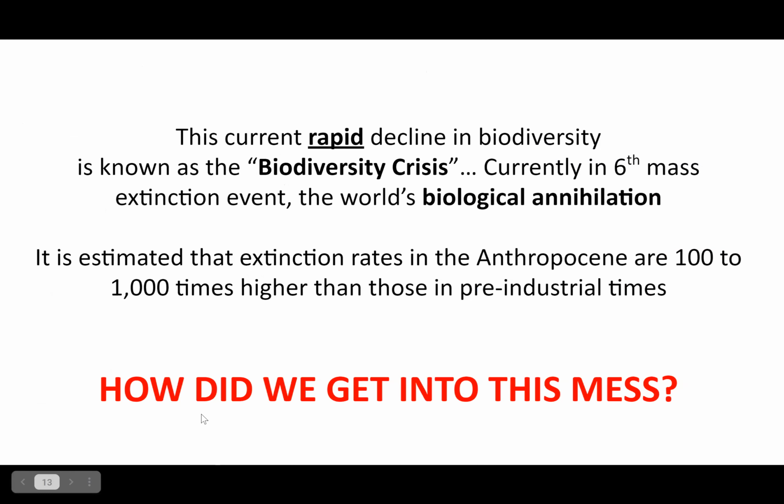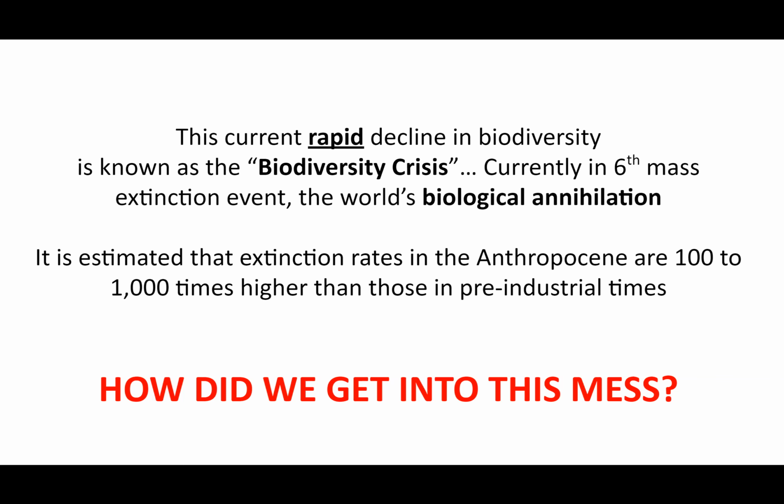So as I've mentioned, the current rapid decline in biodiversity that we're experiencing was originally called the biodiversity crisis, but it's actually just called the sixth great mass extinction event, as I've already alluded to. Now, a lot of people will argue that extinction is natural, and that is absolutely correct. Extinction is natural. It's just part of nature. But when we look at how fast extinction is occurring during the Anthropocene, it's 100 or up to 1,000 times higher than in pre-industrial times, before the Anthropocene.